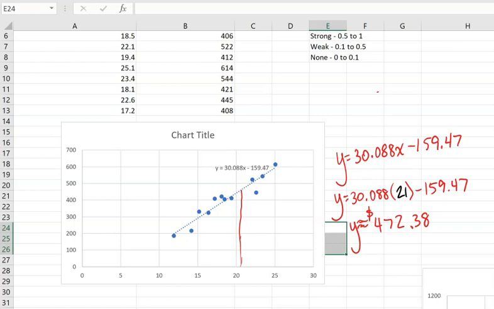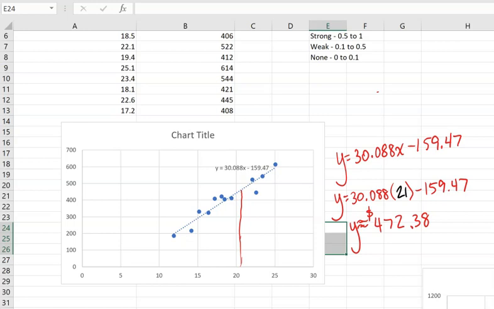But so we can use it to approximate if the temperature is approximately 21 degrees. Again, this is Celsius, but at 21 degrees Celsius, we can assume that we're going to make somewhere around $472. And again, this is not exact. It's not going to perfectly predict the future, but it does give you a really good estimate.